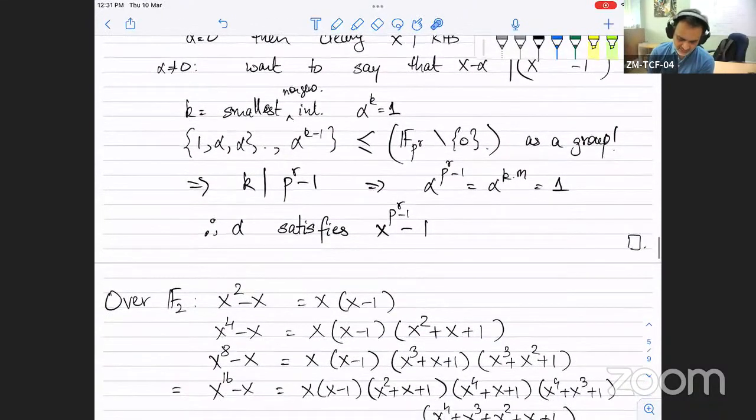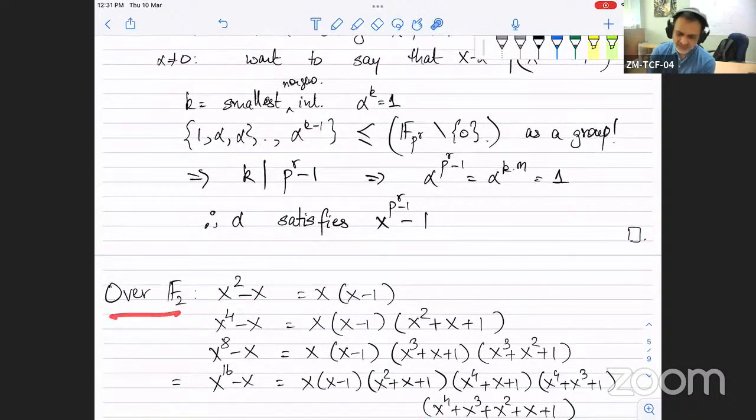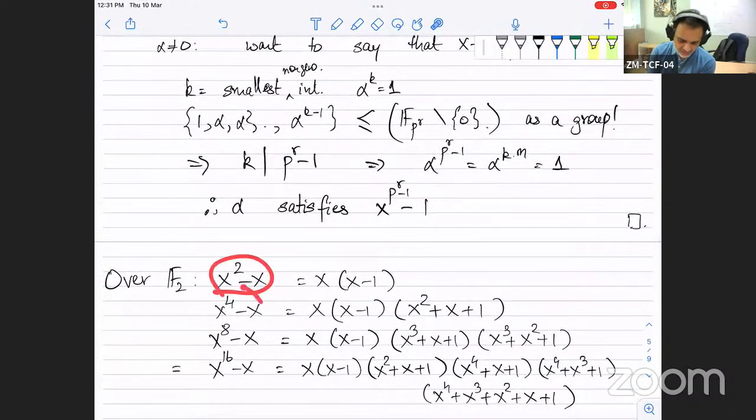So let's take a few examples, working over F2. If you try to factorize all of these x^(p^r) minus x, the way I have written above, for example, x squared minus x becomes x into x minus 1. This is a trivial factorization. x^4 minus x becomes x into x minus 1 into whatever this thing is, an irreducible polynomial of degree 2. When you add a root of this polynomial, you're adding something that was outside of F2, which is why you end up with a slightly larger field in some sense.